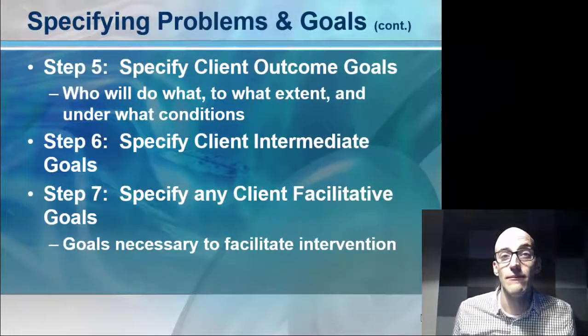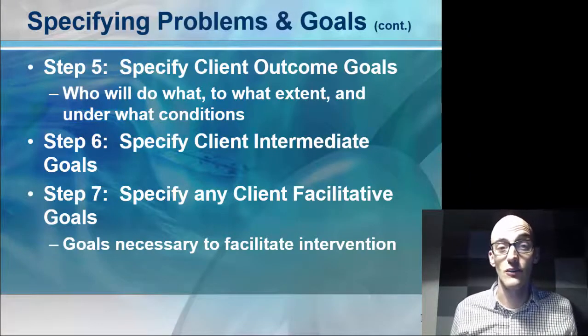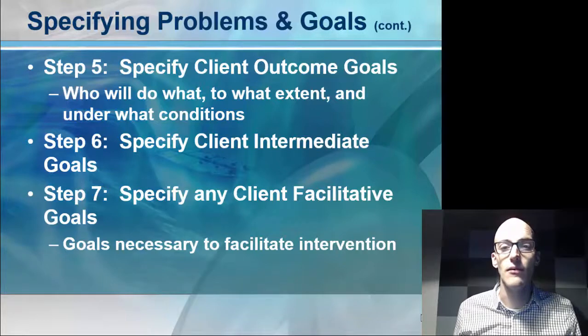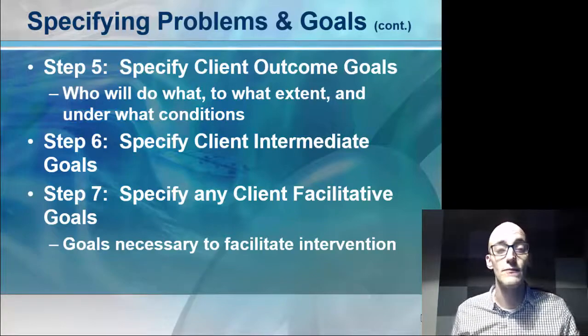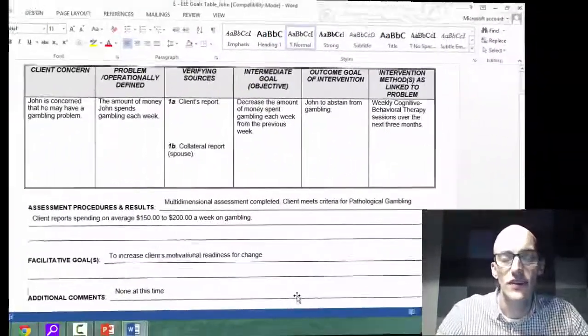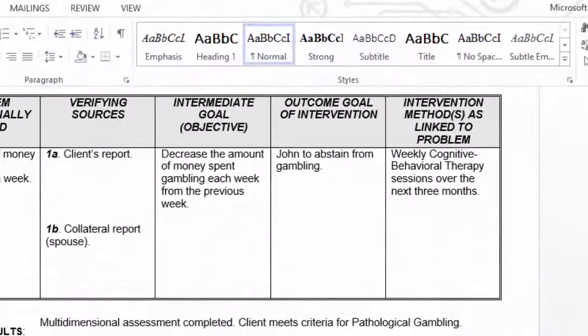All right, so now we've got a problem. We know how we're going to measure it, and we know how we can check to see whether or not we're getting an accurate report. Now we have to try to figure out what we want to do with that problem. So we have to specify what our outcome goals are going to be, who's going to be doing what, to what extent, our intermediate goals, and anything that might help us to facilitate these goals. So let me go back to John's example here. If we're looking at John's outcome goal, it's to abstain from gambling. But in order to get to the stepping stones of abstaining from gambling, we need to look at some intermediate goals. An intermediate goal might be to decrease the amount of money he's gambling each week from the previous week. So when we know that he's making progress, we can celebrate that along the way.